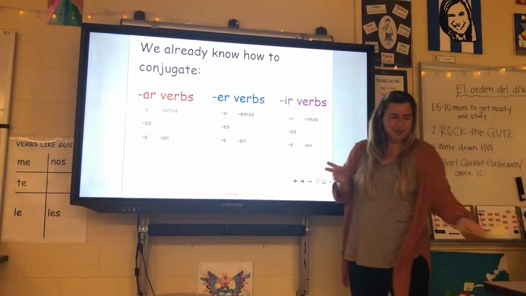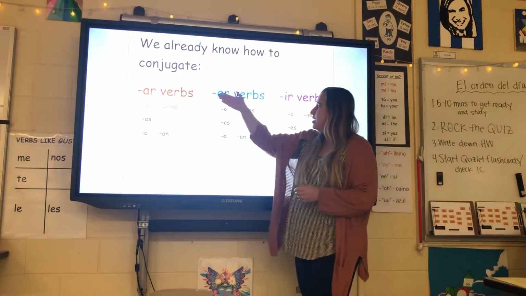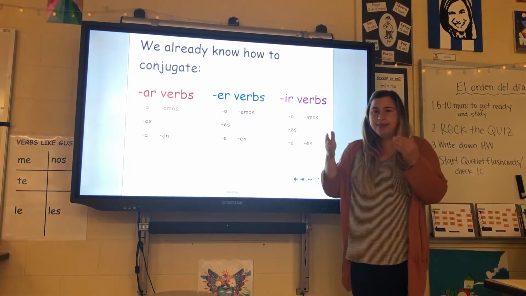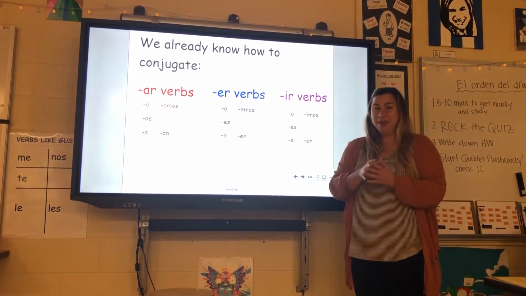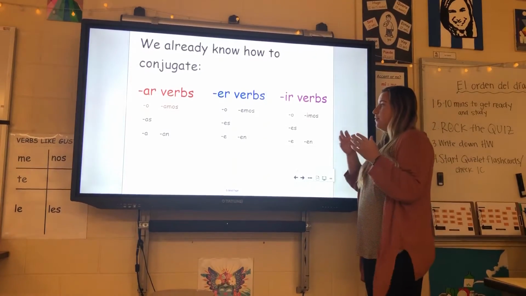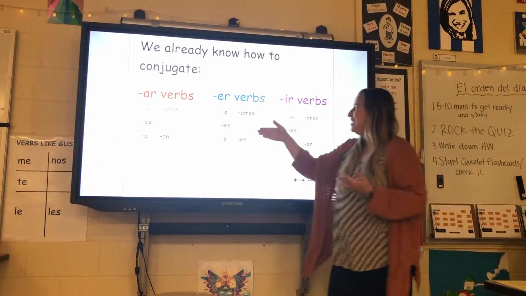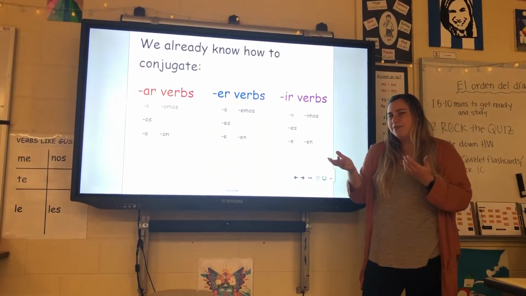Okay, ready? We already know how to conjugate AR verbs, ER verbs, and IR verbs. We chop off the ending and we add the ending that matches the subject. And we are also already really good at that. Verbs always belong in different families. Is it in the AR verb family? Is it in the ER verb family? Is it in the IR verb family? But you can belong in more than one family.